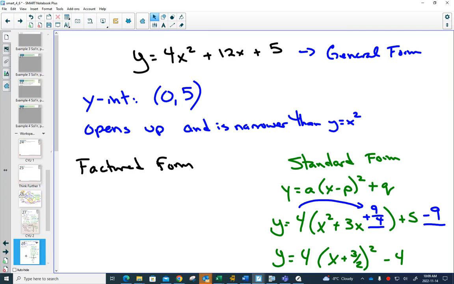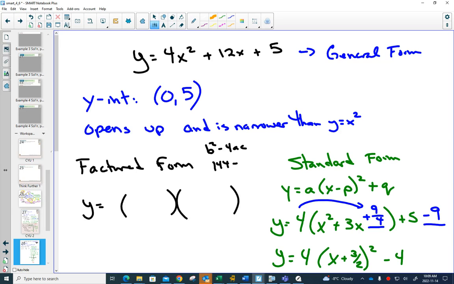But now that we've done the standard form, we're going to go back and find the factored form. We cannot factor out our a value because there's not a 4 common in all 3. So we just write our brackets. If it could be factored, okay, and by the way, if I look at b squared minus 4ac, the discriminant in this one, I would get 144 minus 80, which is 64. And 64 is a perfect square, 8 times 8. So my discriminant tells me it can be factored.